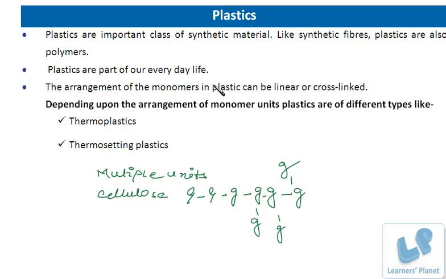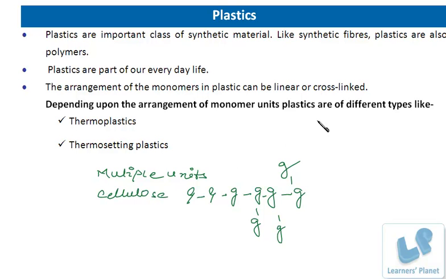Plastics are part of our everyday life, right? These days we can't survive without plastics. There are many articles or objects made of plastics which we are using. The arrangement of monomers in plastic can be linear or cross-linked. See, these are the monomers. Say for example in cellulose, the monomer units are glucose. These can be linear or cross-linked.